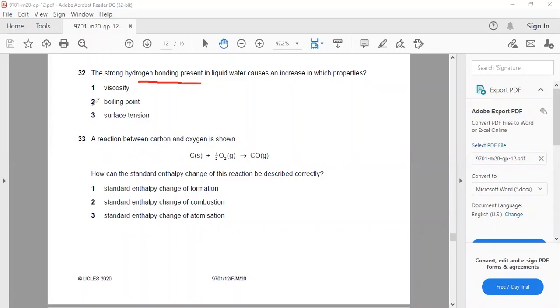32. Hydrogen bonding, if it is greater, it means there will be greater viscosity. There will be greater boiling point because you have to break more bonds. There will be greater surface tension. So A is the answer. All 3 correct.